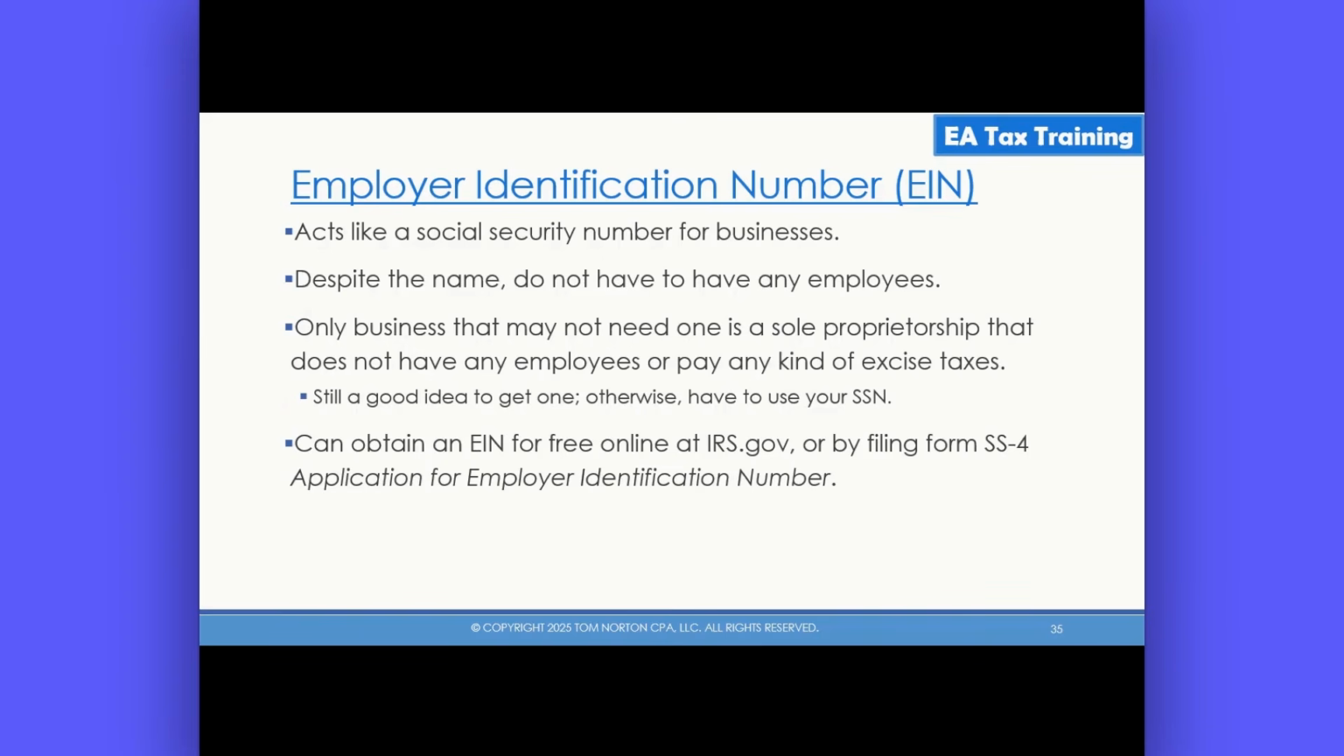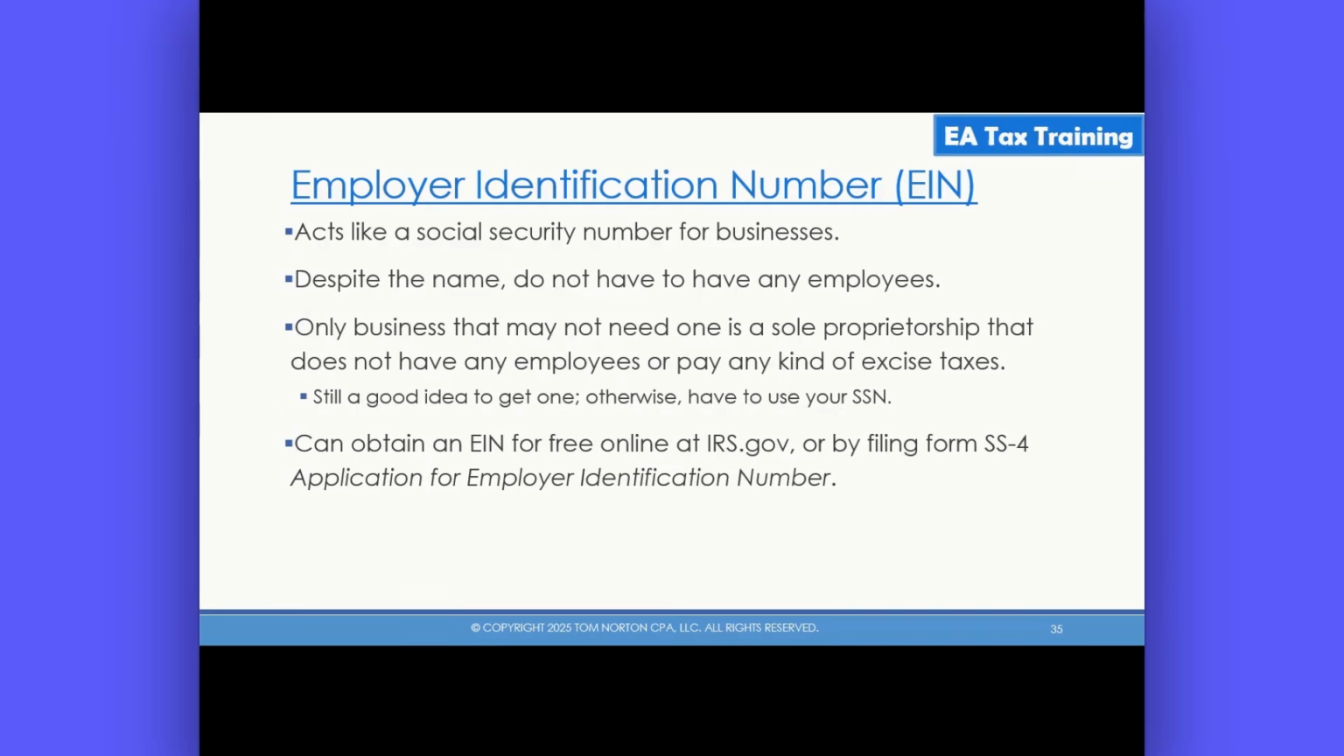In the real world, if I see somebody who's just got a small business like they are an Uber or Lyft driver or they do DoorDash or something like that, they may not need an EIN just because of the nature of the business.